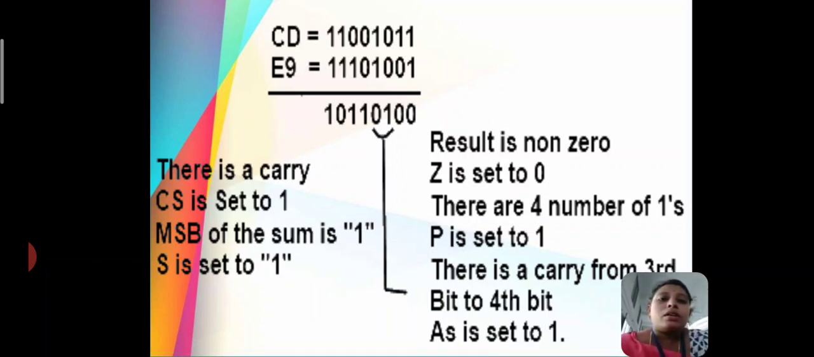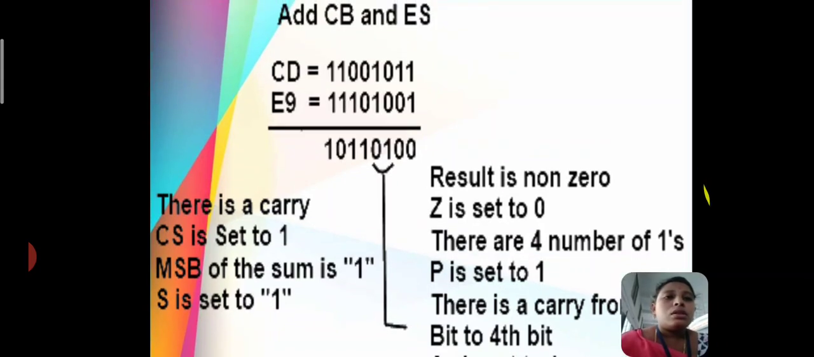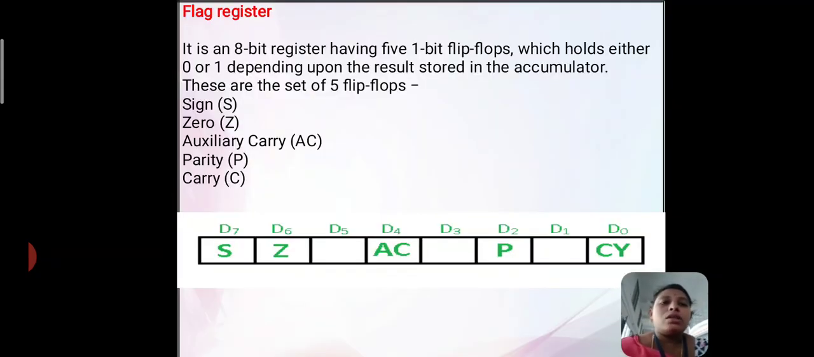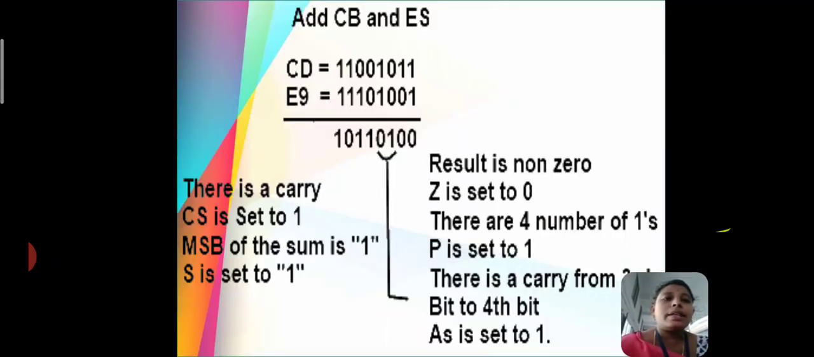Next, carry flag. There is a carry. If there is a carry from the lower significant bit to the more significant bit, then the carry flag is set to 1. Next, sign flag. If the MSB of the sum is 1, the sign flag is set to 1. If the MSB of the sum is 0, the sign flag is reset, that means 0. This is about the flag registers and its example.